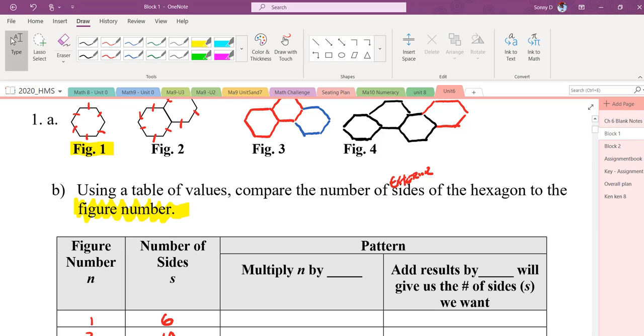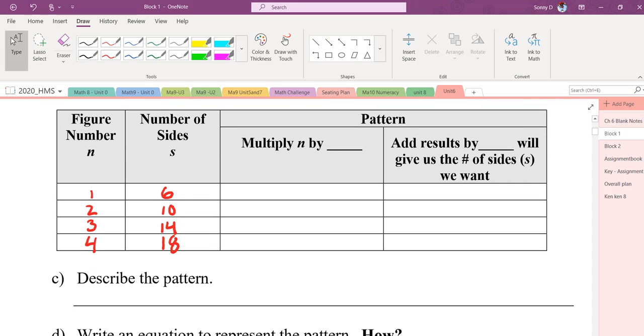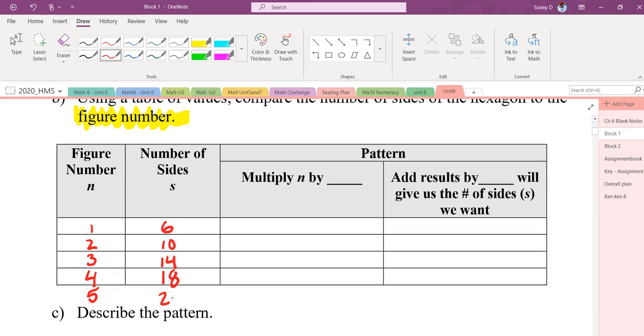Then the next stage where it becomes harder is to determine a formula. Because looking at this, without drawing it, could somebody tell me how many sides the fifth one was, Isaiah? 22. Yeah. So a couple of you guys already noticed. What did you guys notice? 4. Each time it goes up by 4, right?